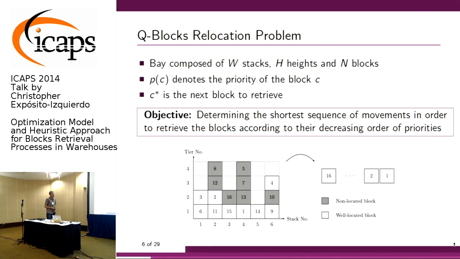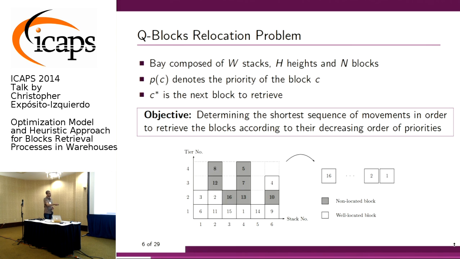In this context, and according to the relative priorities of the blocks in the bay and their relative positions, we can identify two types of blocks. Firstly, the non-well-located blocks, that are those blocks that are currently placed above other blocks with higher priority. This is the case of block number 10, that is currently placed above other blocks with higher priority, priority number 1 in the stack 6.